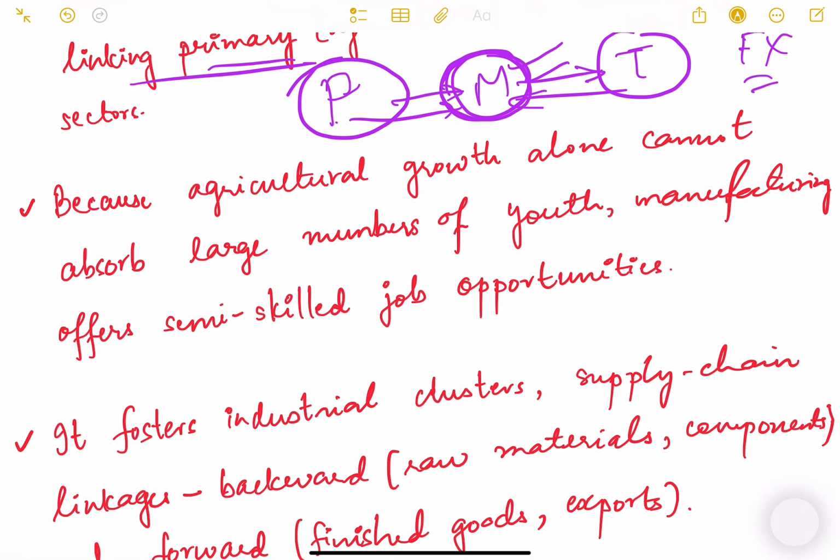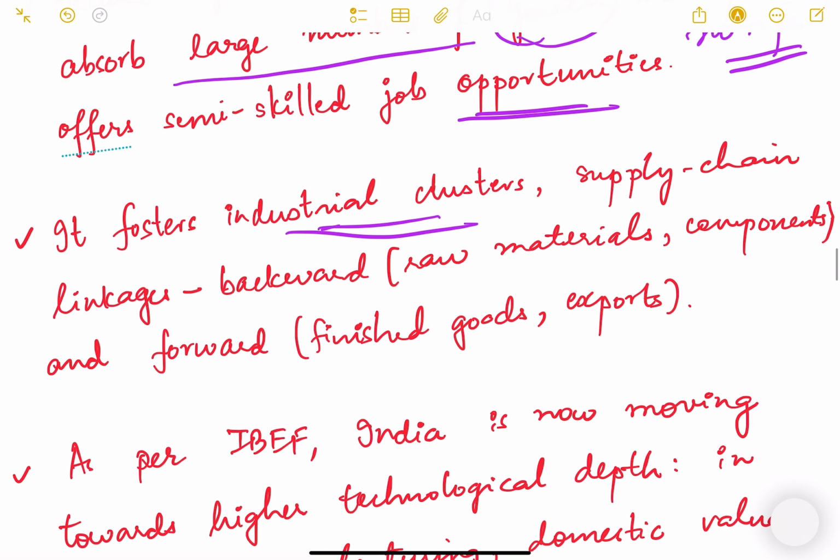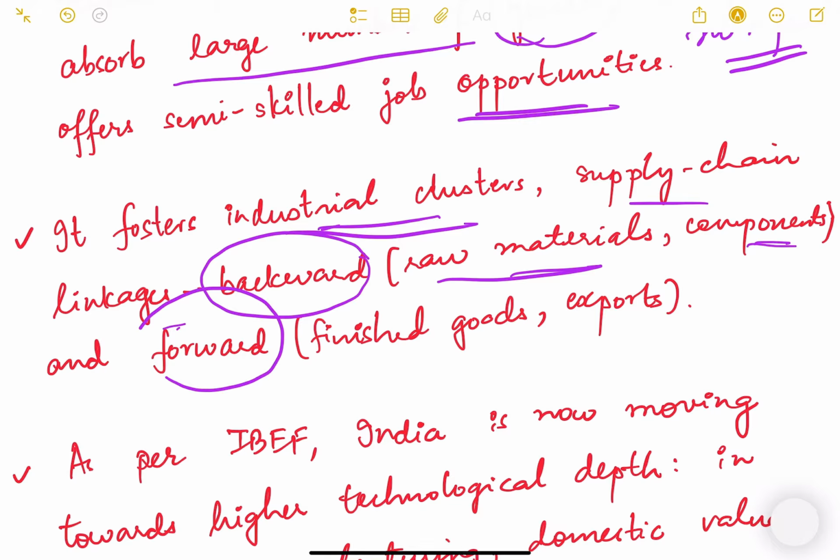Agricultural growth alone cannot absorb a large number of youth, so we have a lot of people in the rural areas who are unemployed. Manufacturing offers semi-skilled job opportunities, so non-farm jobs can be created through the manufacturing sector. It fosters industrial clusters and supply chain linkages, that is backward linkages like raw material and components from agriculture or other primary activities, and forward linkages also like finished goods, exports. So it has very high forward and backward linkages. This we must keep in mind.